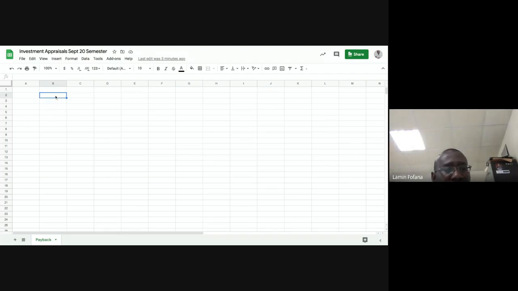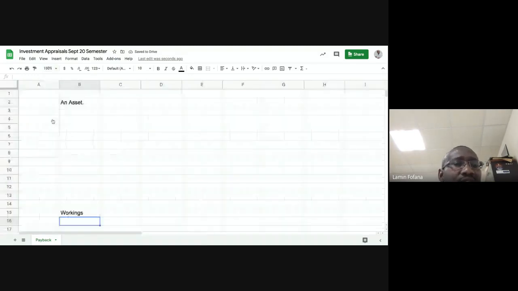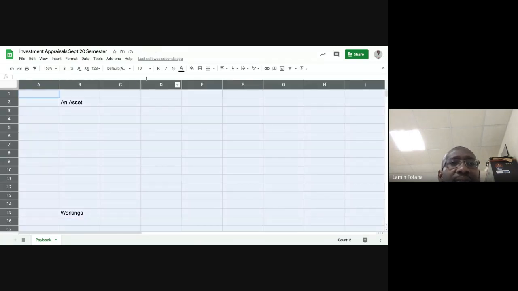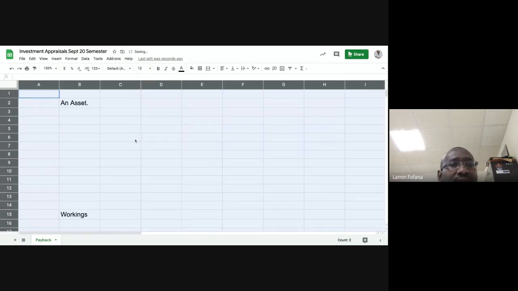Now we will leave the first 14 rows on top to be our answer, and then we will do our workings here. Before that, let me zoom it so that the rest of you can see it clearly. I'll zoom it to 150%, and I'll make the characters bigger. Instead of 10, I'm going to increase the font size to 12.